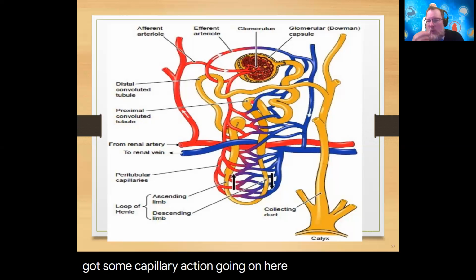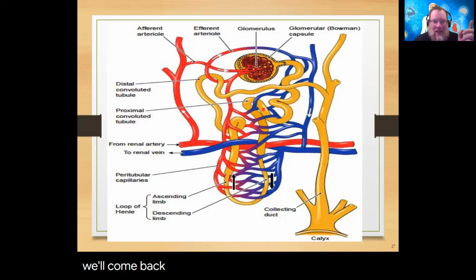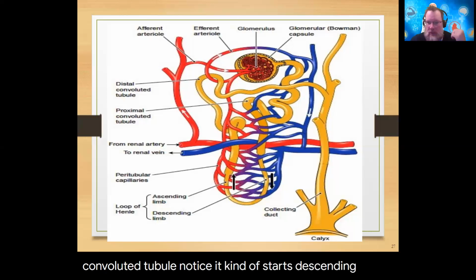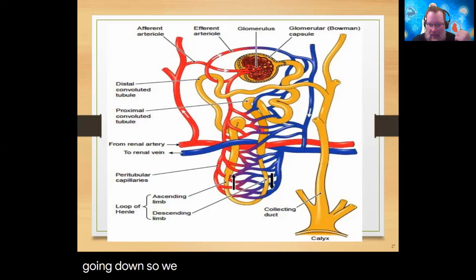And you'll notice, again, we've got some capillary action going on here. I'll come back to that. We'll stay in the tube and then come back around for a second. So, proximal convoluted tubule. Now notice it starts descending. It's going down, so we say this is the descending limb of the loop.